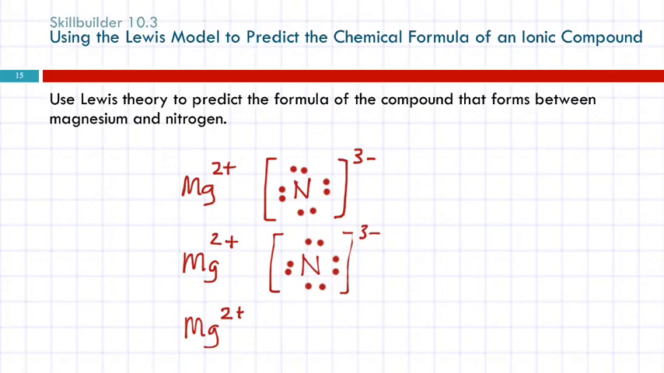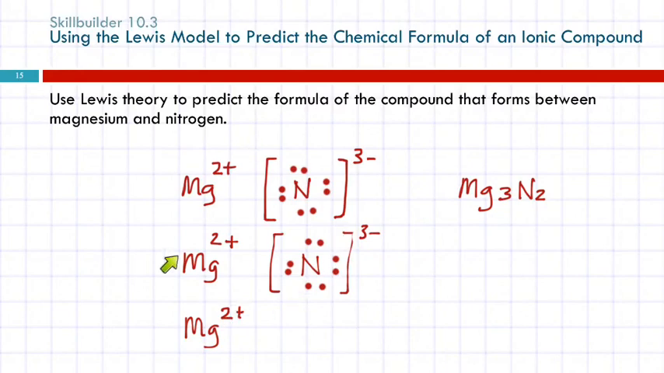What's the formula? Well, the formula is the smallest ratio where we can get magnesiums and nitrogens to all be happy. So it takes 3 magnesiums and 2 nitrogens for this to work out. So the formula is Mg3N2.